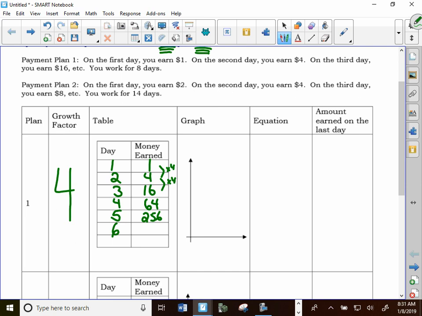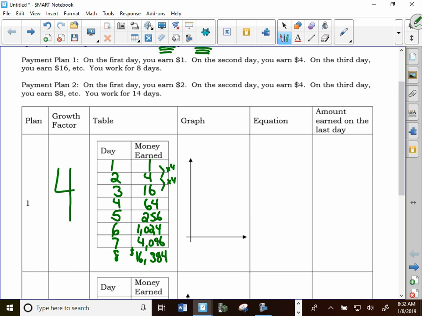Day 6 is 1,024. And day 7 is 4,096. Okay. Now, it asks for 8 days. So let's go just one more to 8, just so we can get that all set. And we get $16,384. Okay. On day 8.